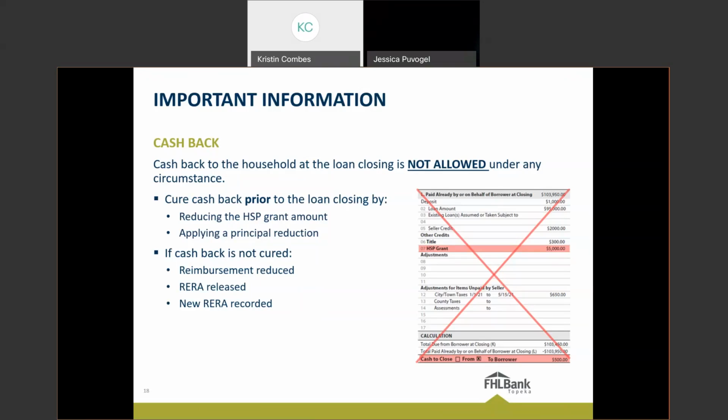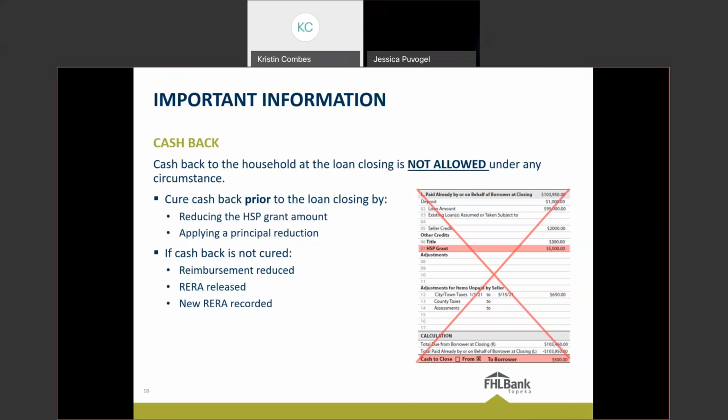As you can see on this slide in Section L, it shows highlighted in red the homebuyer receiving a $5,000 grant and $500 cash back. This can be cured prior to the loan closing by either reducing the grant amount or applying a principal reduction. The next two slides show how members commonly cure cash back on a CD prior to the loan closing.